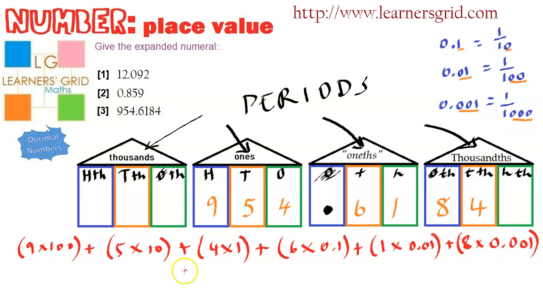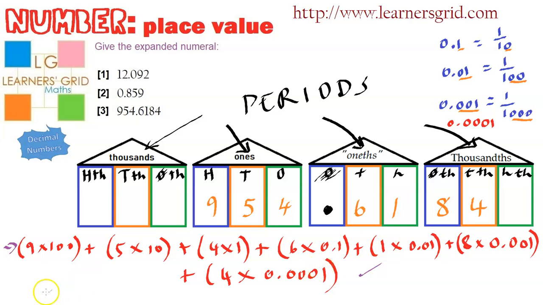0.001, plus, right, what is it, 4 times tens of thousandths, so 10,000th, so that'll be 0.0001. Okay, so that is one way to express the numeral as an expanded numeral. And so that's one way, and that's fine.